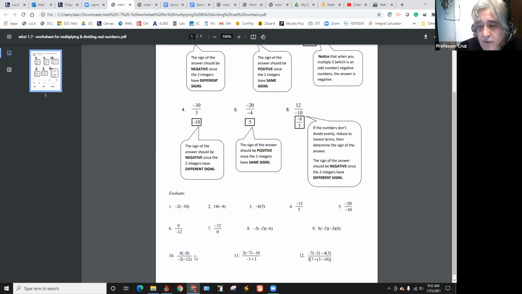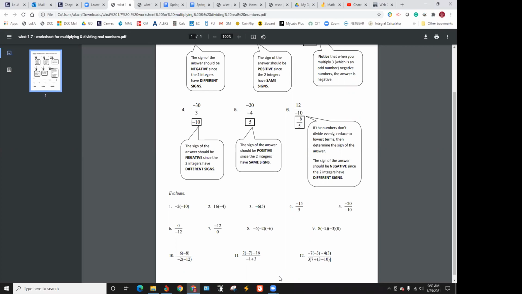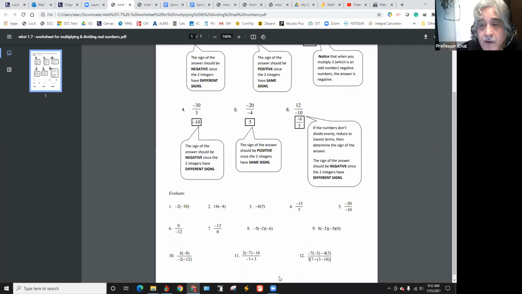So why don't you see if you can do 10? And remember, the best way to handle this, I think, is to just do the numerator first, and then do the denominator, and then do 1 division. So try 6 times negative 8, and that's your numerator, and then your denominator is negative 2 times negative 12. Somebody tell me if you get an answer on that.